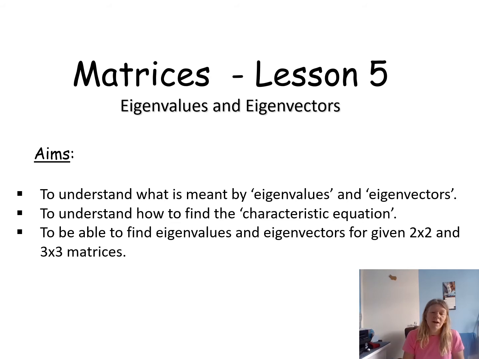So we're understanding what is meant by eigenvalues and eigenvectors. I bet you've been excited about meeting these. And we've also got to understand how to find what's called a characteristic equation and to be able to find eigenvalues and eigenvectors for 2 by 2s and 3 by 3s. You'll be glad to hear we're not doing 4 by 4s. They're cars. So we'll move on.